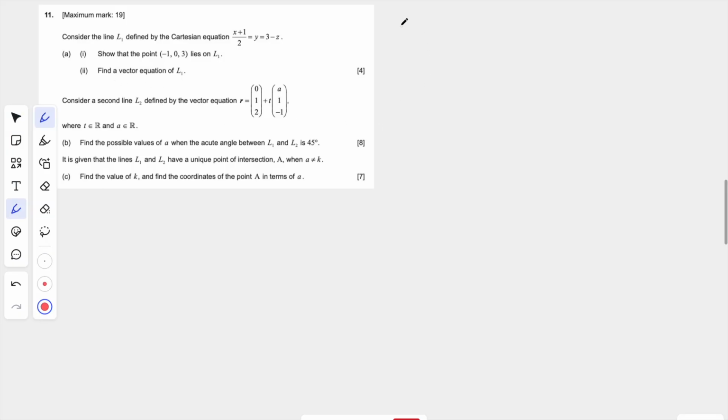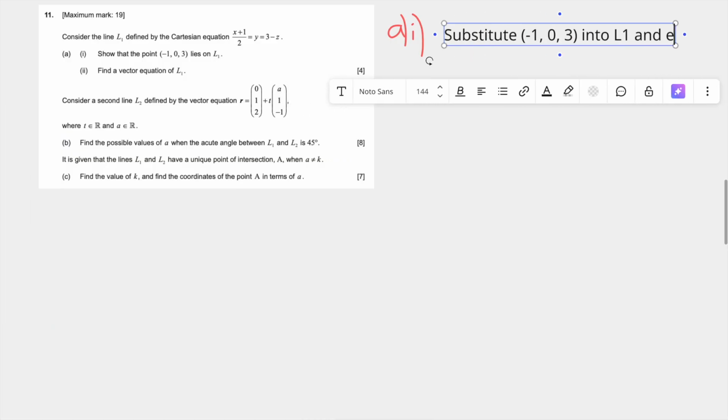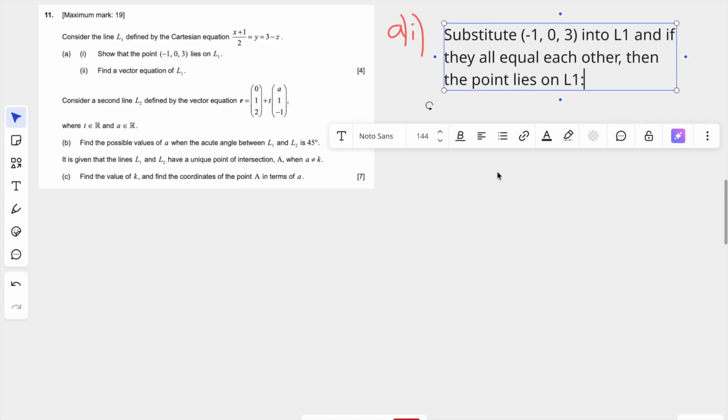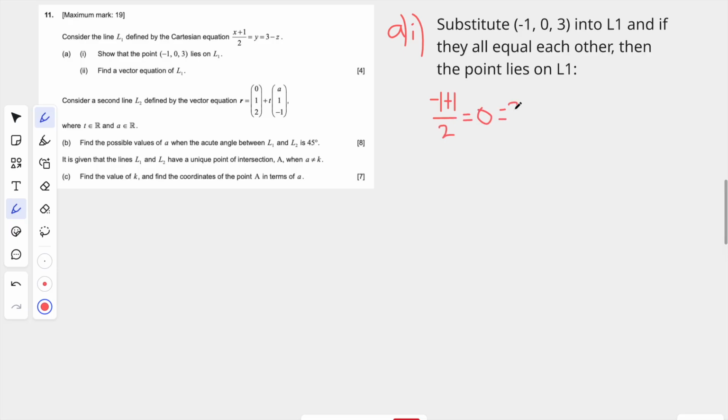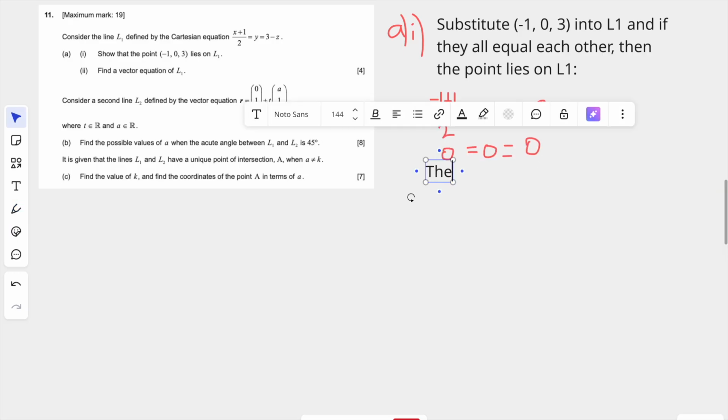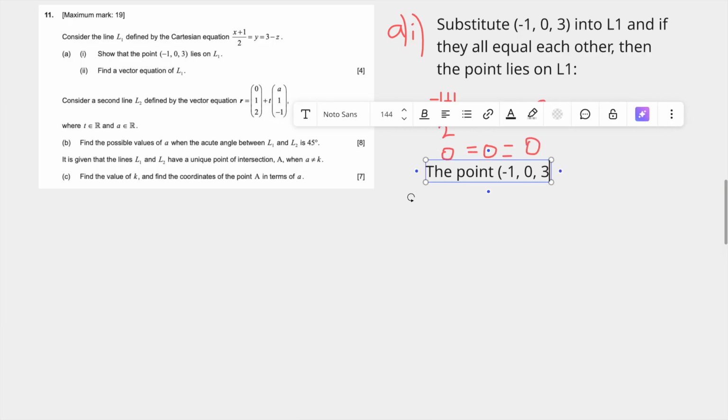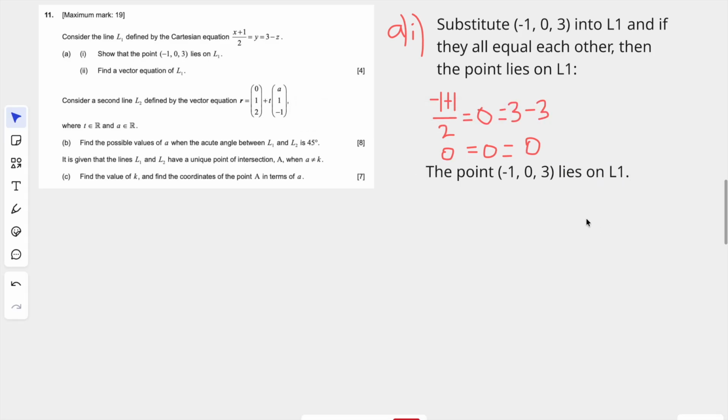For the first part of part A, all we need to do is substitute the x, y, and z values into the Cartesian equation, and if they all yield the same value, then it means this point lies on L1. So we substitute x for -1, y for 0, and z for 3, and notice they all equal 0, meaning the point (-1, 0, 3) does in fact lie on L1.